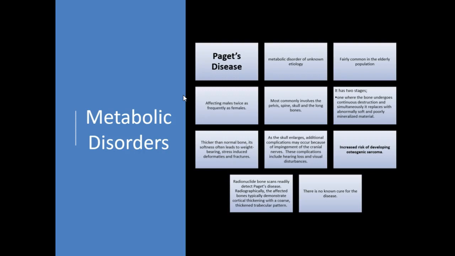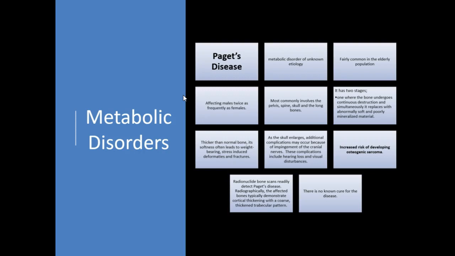Paget's disease. Paget's is a metabolic disorder of unknown etiology, fairly common in the elderly population. It affects males twice as much as females. Most commonly involves the pelvis, spine, skull, and long bones. It has 2 stages. One where the bone undergoes continuous destruction, and simultaneously it replaces it with abnormal, soft, and poorly mineralized bone. So it's breaking it down and building it back up, but not with normal bone. It's thicker than normal bone, but its softness often leads to weight-bearing, stress-induced deformities and fractures.